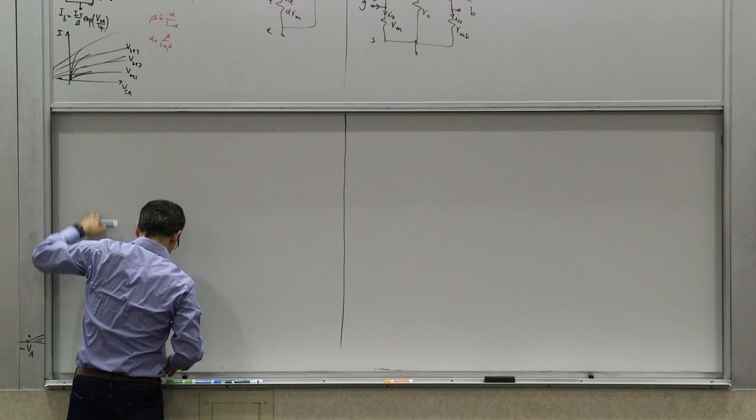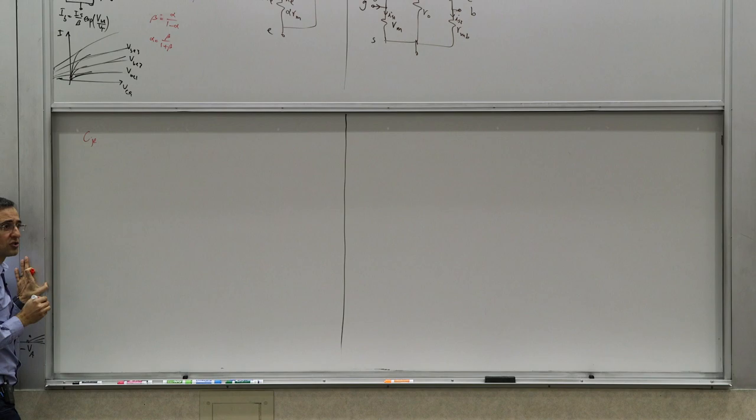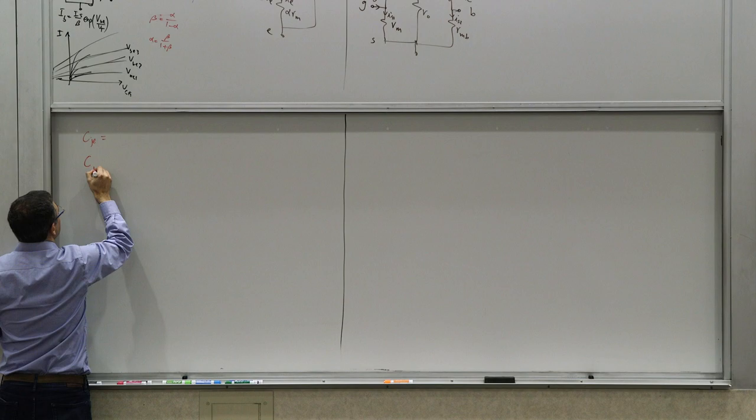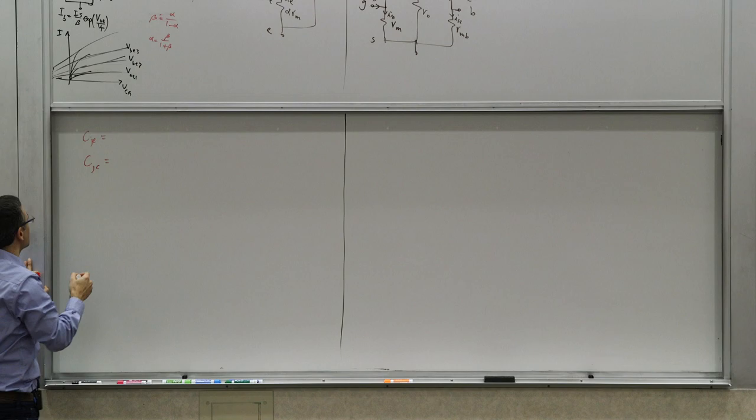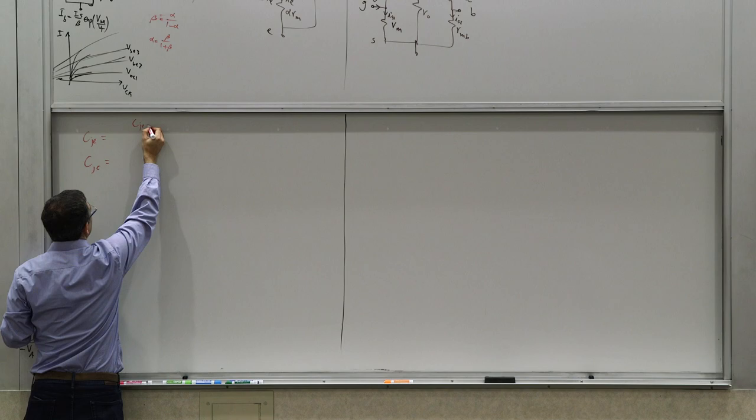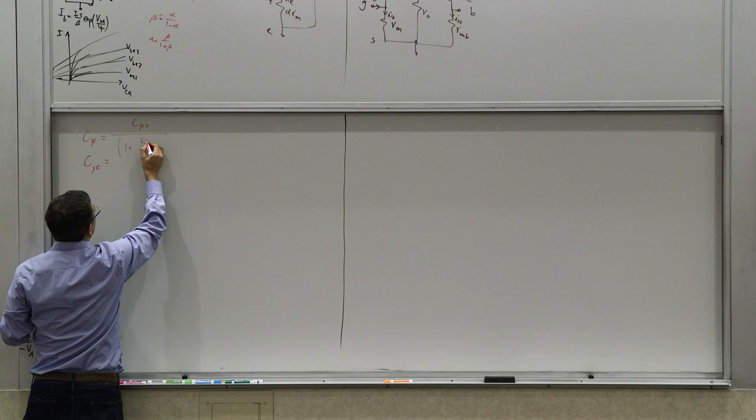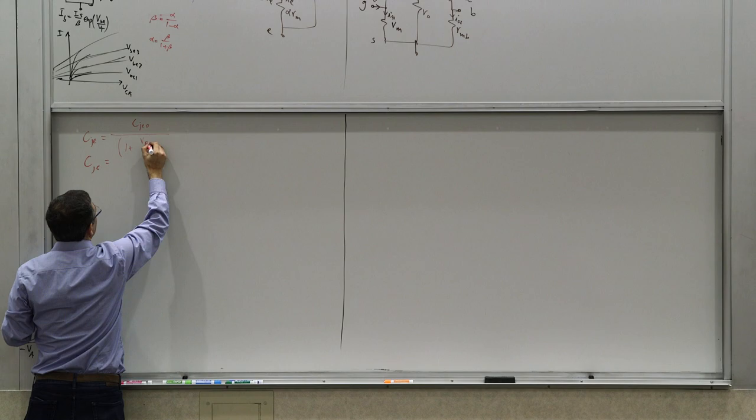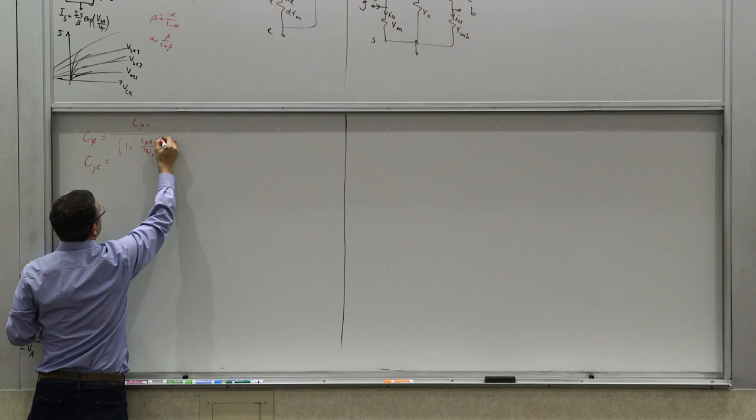There's a CJE, the base emitter junction capacitance associated with that. And then there's a CJC, the collector junction capacitance, the collector base junction. So both of these have a CJ. We know that the junction capacitance can be written, we did this before, right? As some sort of a junction capacitance CJ0 over 1 plus, in this case it would be VBE, or it would be VEB really, over some psi 1 to the power of some m, some coefficient.